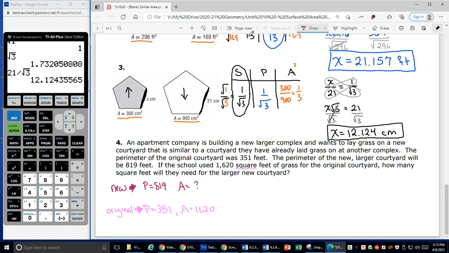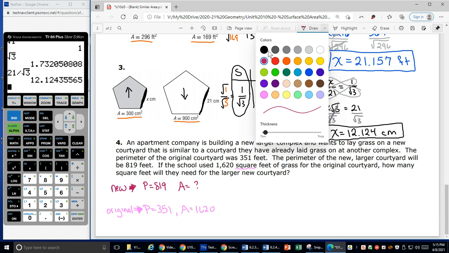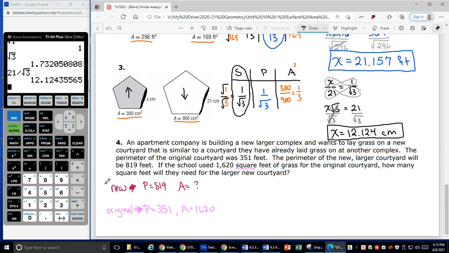Now I have to figure out what I'm always going to want to put on top and what I'm always going to want to put on the bottom. Kind of how I laid it out is a great way to do it. I'm going to put all my new stuff on top, and I'm going to put all my old stuff on the bottom. My new courtyard information, my old courtyard information, and then I'm going to have a SPA table.